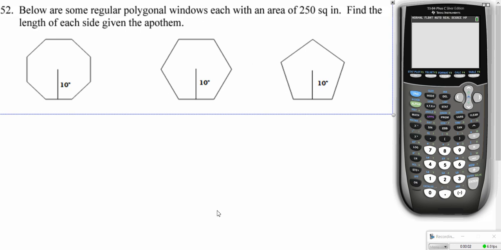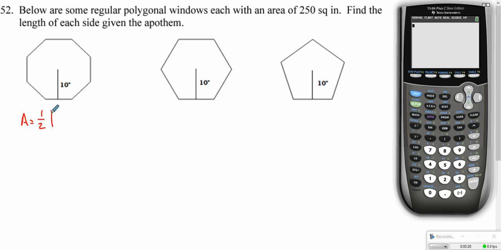Problem number 52 from Unit 1. Below are some regular polygonal windows, each of them with an area of 250 square inches. Find the length. So here's what we know. We know that the formula to find the area of a polygon is 1/2 times the perimeter times the apothem. I'm only given the area, so I know that I'm going to use this formula.